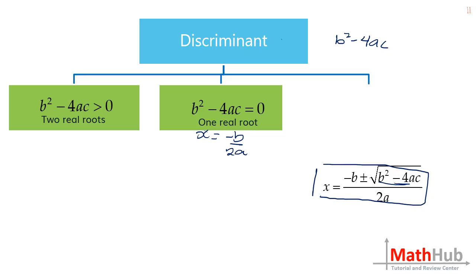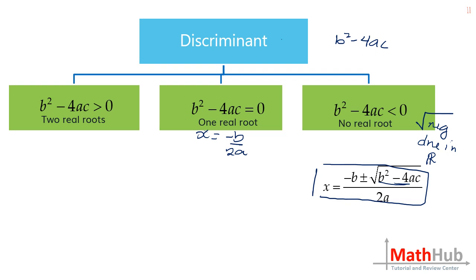What will happen if b squared minus 4ac is negative? So you cannot have the square root of a negative number, right? It does not exist in the set of real numbers, correct? So if that's the case, you have no real roots. However, it also means that you have no real roots, but you have two imaginary roots.